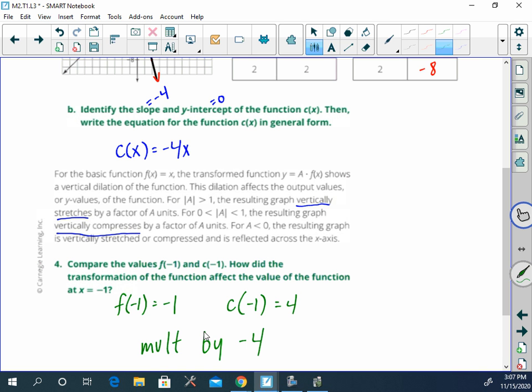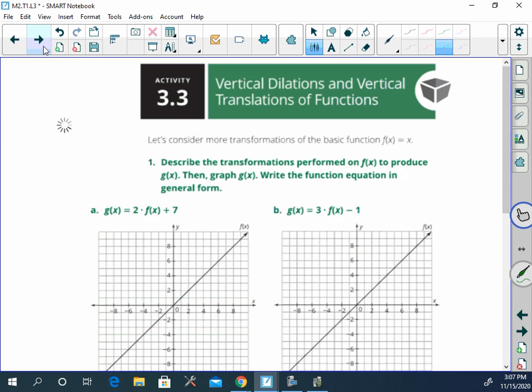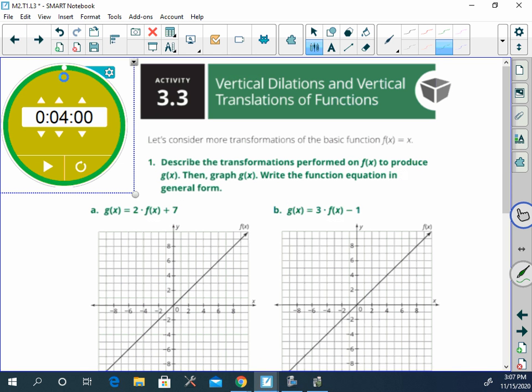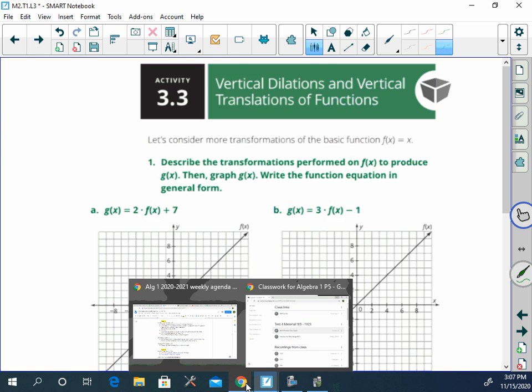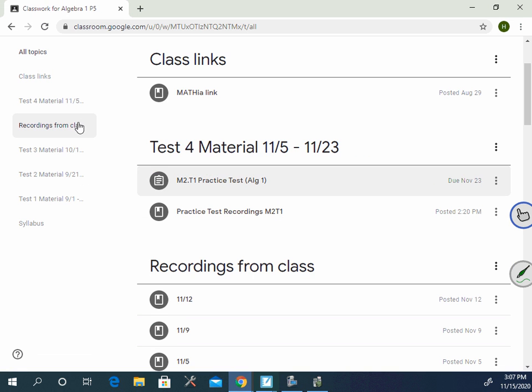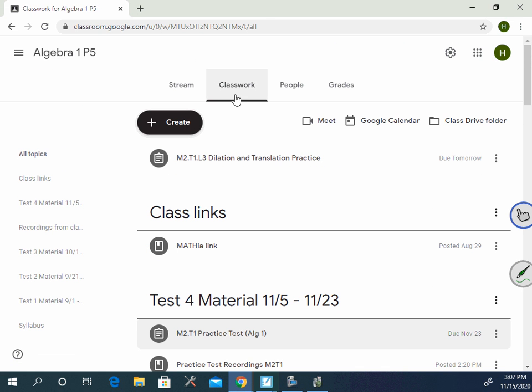All right, the next page here. We need to make sure that we can find where this is on our Google Classroom, so we'll talk about that here. But we're going to go ahead and work on these. I'm going to go through several of them. And these are also on your Google Classroom. So if we go to our Google Classroom, it should be the very top thing in your classwork. It says, this is our Module 2, Topic 1, Lesson 3, Dilation and Translation Practice.